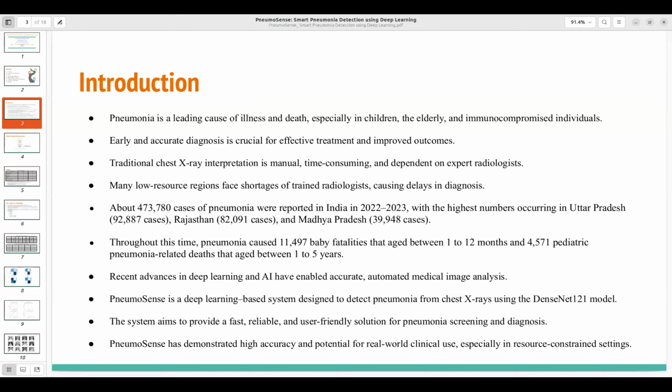11,497, and from babies of 1 to 5 years we have 4,557, 4571 children who are suffering from pneumonia and having deaths. So here there was a need of a system which is fast, reliable, user friendly for early pneumonia screening and diagnosis. So PneumoSense basically is a deep learning based system to detect pneumonia from chest X-rays, and which is built upon the DenseNet 121 deep learning model.